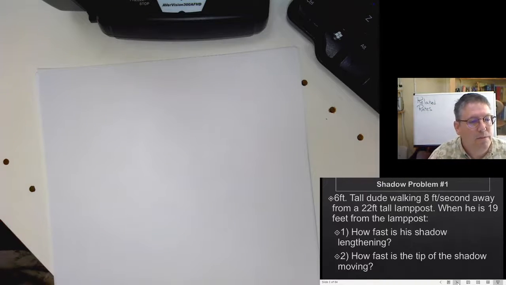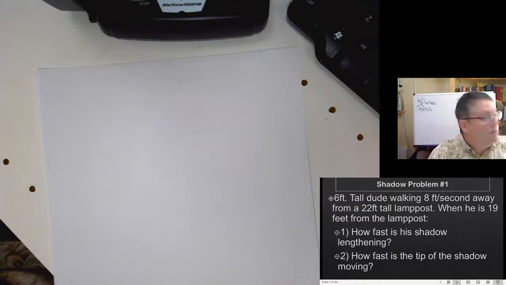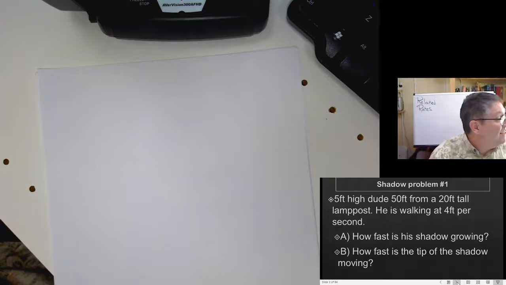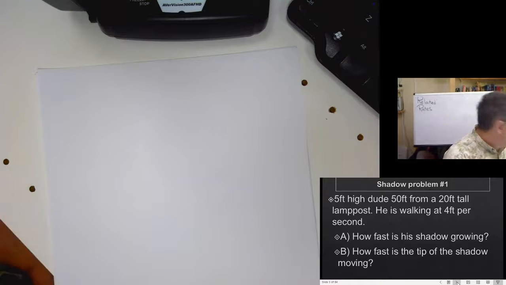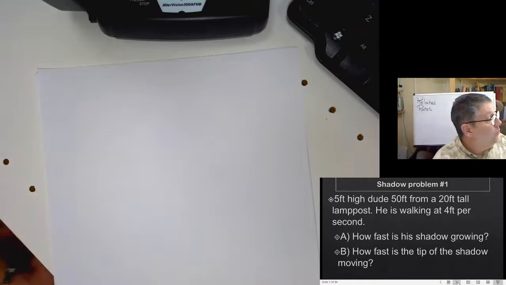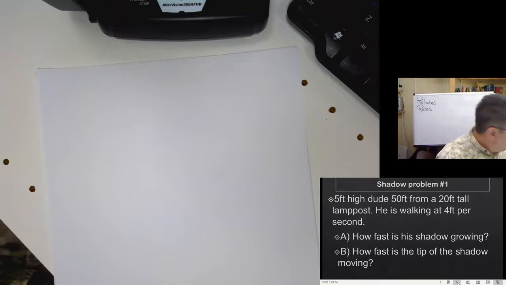This problem I think we already did. A 6 foot tall dude walking 8 feet per second away from a 22-foot tall lamppost. I'm going to go ahead and move to the next one because it's exactly the same problem with some different numbers. And this time we have a 5 foot high dude walking away from a 20-foot tall lamppost at 4 feet per second when he is 50 feet from it.